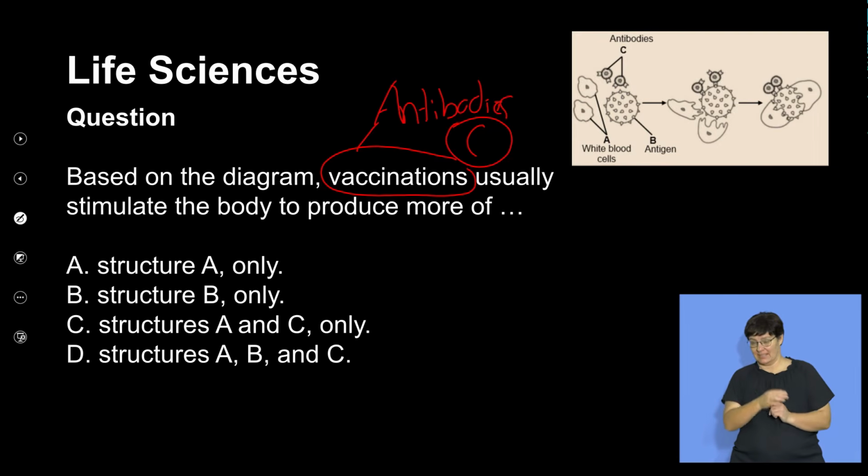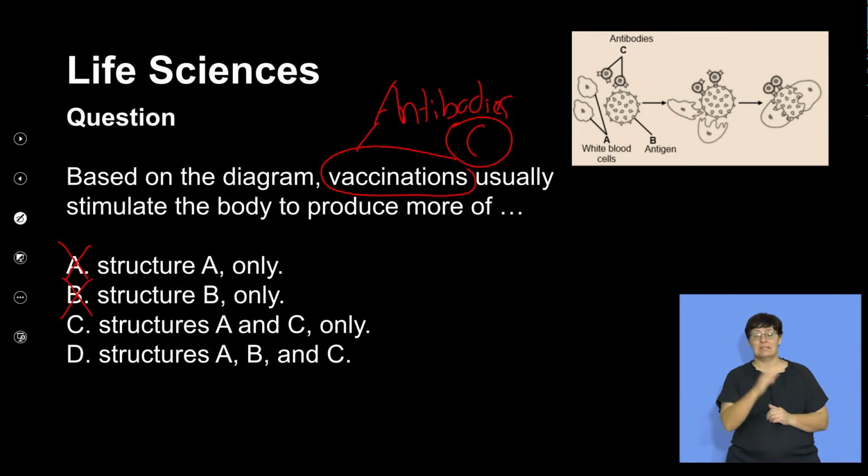Let's look at our options though. Number A, structure A only. Now structure A is the white blood cells, and we know no, we're looking for antibodies. Structure B only. B is the antigen. No, we're not looking for that, all right? The antigen is already what is on the cell, and that's what the virus is looking for. So definitely not.